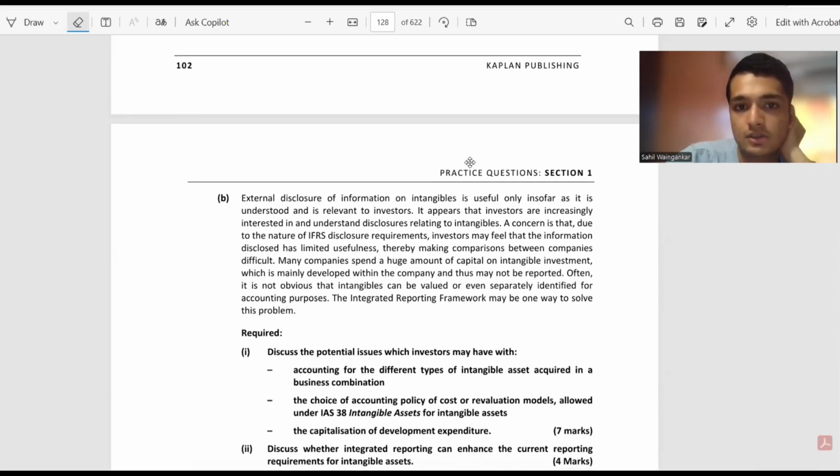External disclosure of information on intangibles is useful only insofar as it is understood and is relevant to investors. It appears that investors are increasingly interested in and understand disclosures relating to intangibles. A concern is that due to the nature of IFRS disclosure requirements, investors may feel that information disclosed has limited usefulness, thereby making comparisons between companies difficult.